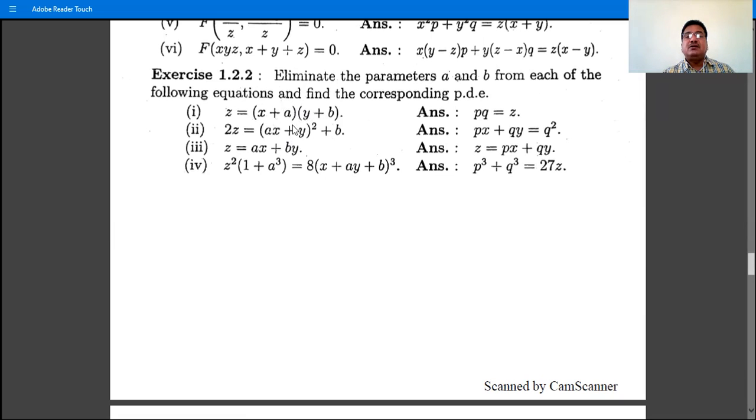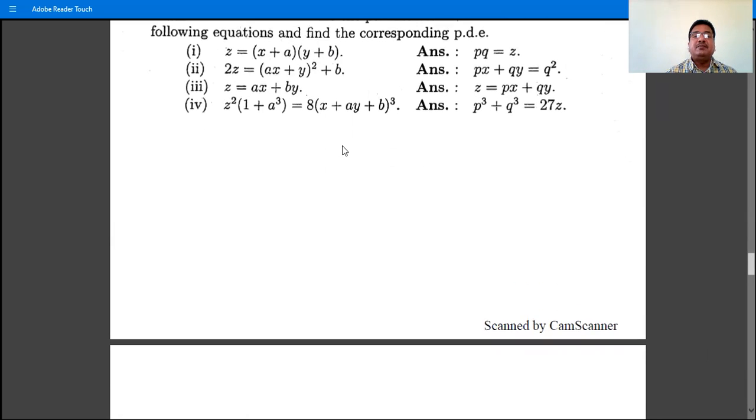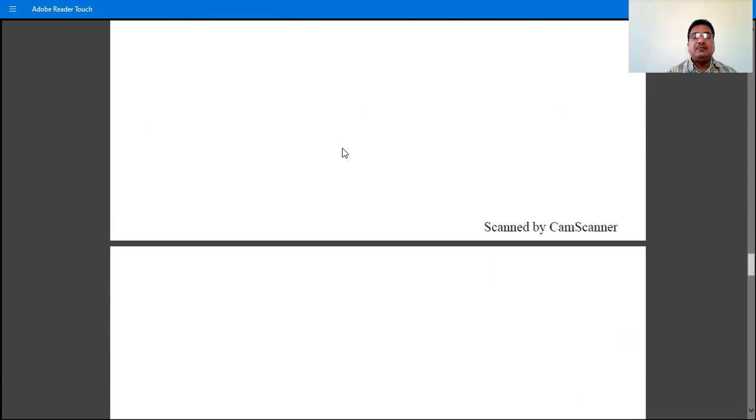We have to eliminate the constants a and b. So to eliminate the arbitrary parameters a and b, differentiate these equations with respect to x and with respect to y, and from the given equation and these two equations we have to eliminate the arbitrary parameters, small a and b.